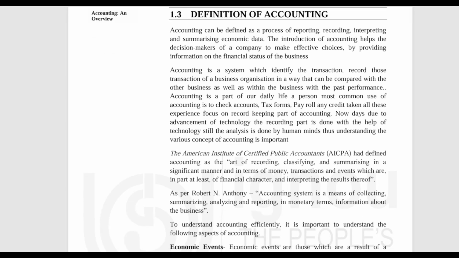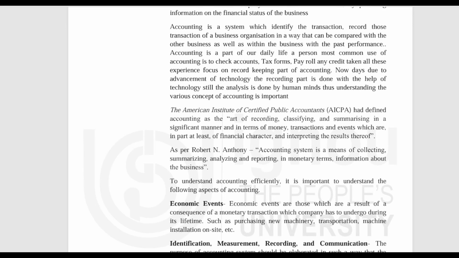The American Institute of Certified Public Accountants, that is AICPA, defined accounting as the art of recording, classifying, and summarizing in a significant manner and in terms of money, transactions, and events which are in part at least of financial character and interpreting the results thereof.